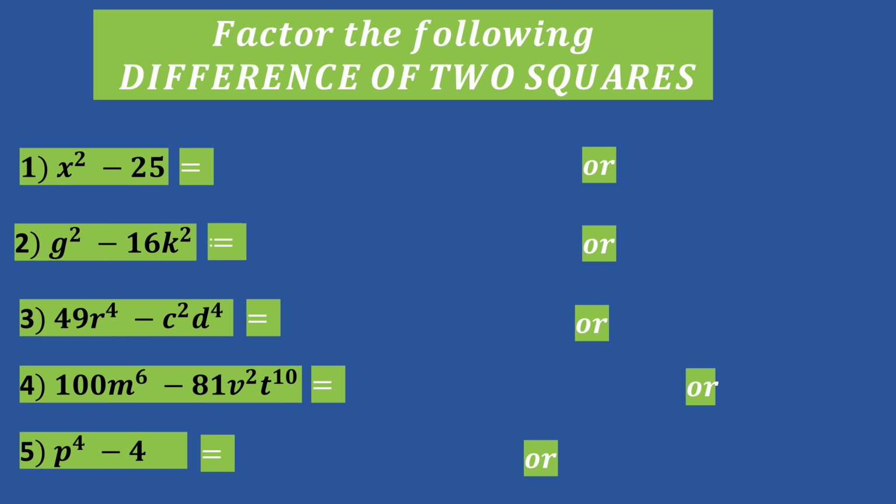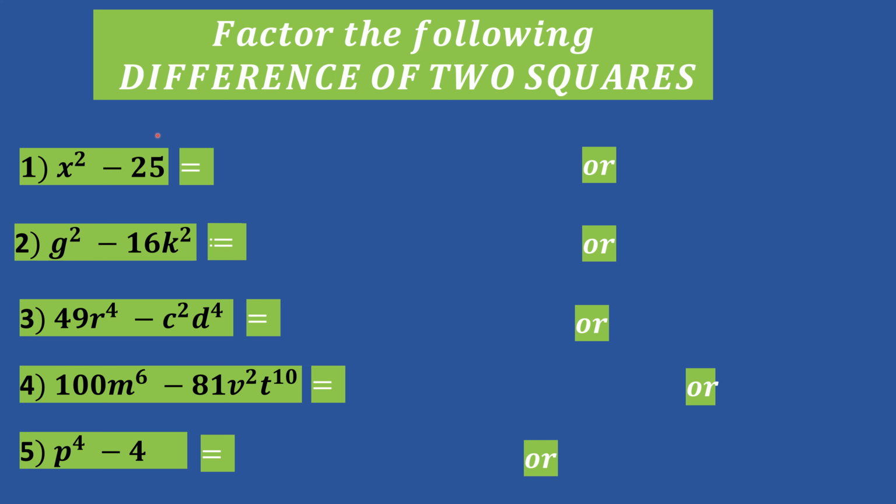When we say difference of two squares, as you have seen, the operation that separates the two terms is minus. So minus is the same as difference. So where are the two squares being mentioned? The two squares are the first perfect square and the second perfect square. So how do we factor them?